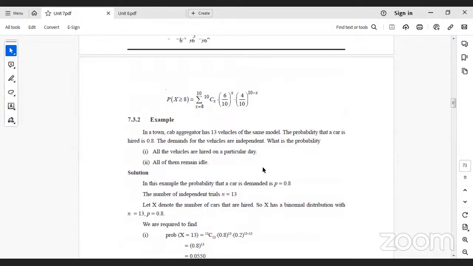So in this example, the probability that the car is hired is 0.8. The number of independent trials is 13. Let X denote the number of trials, so X follows a binomial distribution with n equal to 13 and p equal to 0.8.